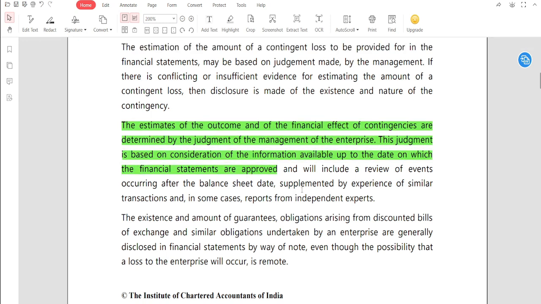And it will include a review of the events occurring after the balance sheet date, supplemented by experience of similar transactions, and in some cases reports from independent experts. Definitely, sometimes you know what is going to happen, or sometimes you take reports from independent parties to get to know what is going to happen. Based on the market situation, the existence and amount of guarantee obligations arising from discounted bills of exchange and similar obligations undertaken by an enterprise are generally disclosed in the financial statement. Sir, just think, any liability arises due to a bill discounted by your party.